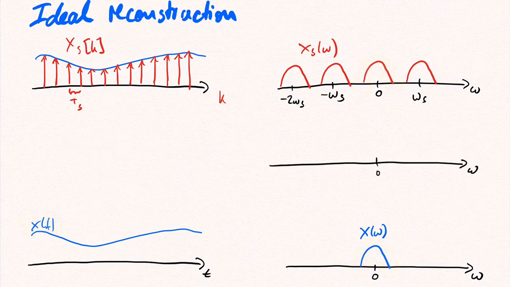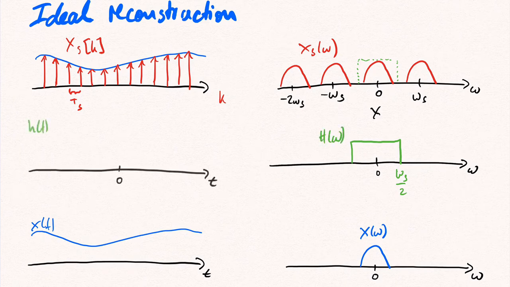So in the frequency domain, what we want to do is to use an ideal low-pass filter with cutoff frequency ω_s/2, so that we can perfectly extract the original spectrum X(ω). For this, we have to multiply X_s(ω) with our ideal low-pass filter, which we call H(ω). Since our ideal low-pass filter H(ω) is a rectangle in the frequency domain, the corresponding impulse response h(t) is a sinc in the time domain with zero crossings at multiples of T_s.